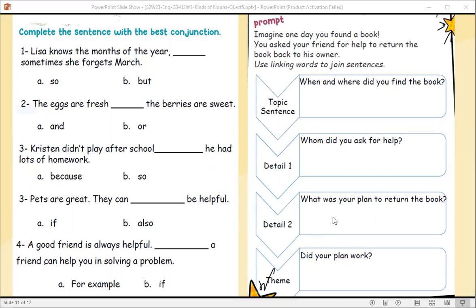Detail 2. What was your plan to return the book? How did you plan to return the book to his owner? Because you don't know the owner, right? And at the end, did your plan work? What do we learn? Okay, we should learn something from this story.